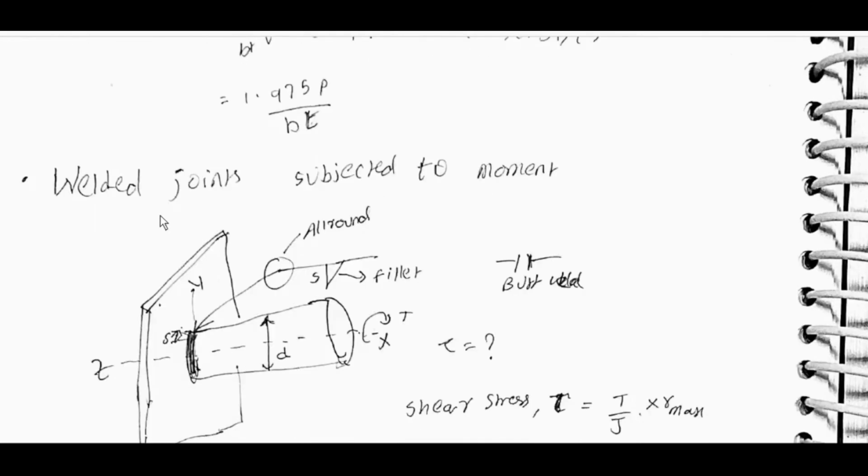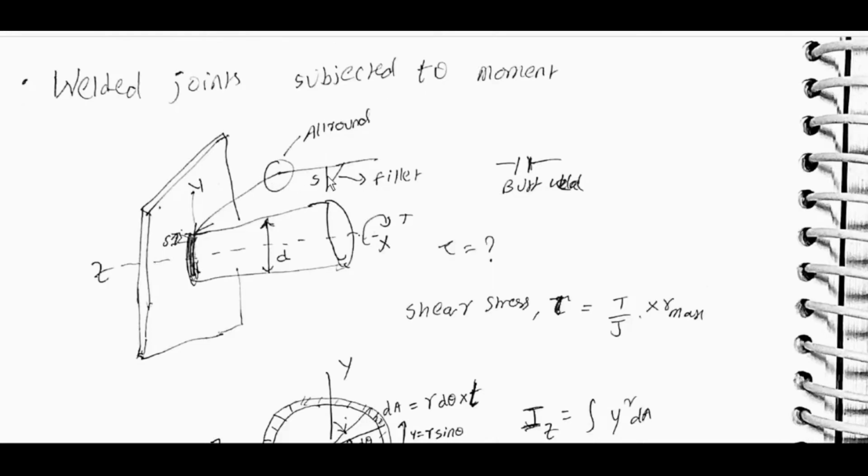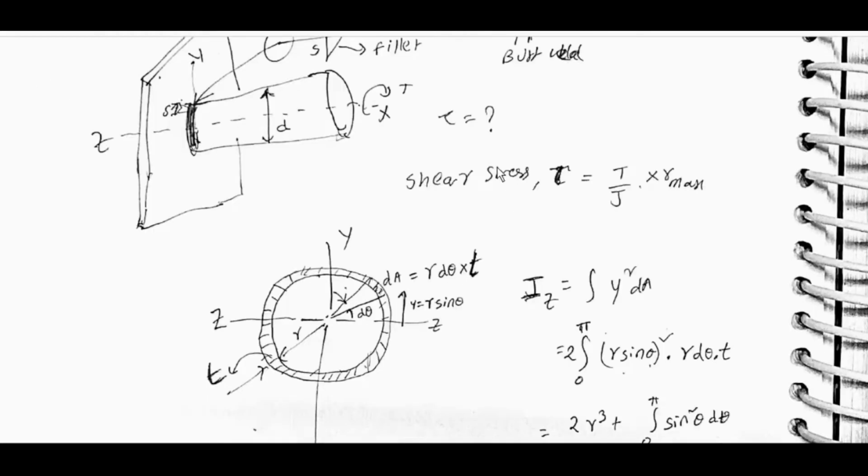Resultant, okay. Welded joints subjected to moment, like this, with an all around fillet weld. A fillet weld is represented like this, a butt weld is represented like this. This circle represents all round. Shear stress tau is equal to question mark.